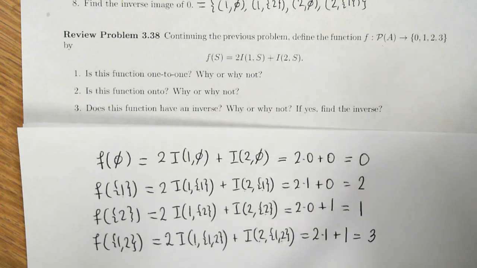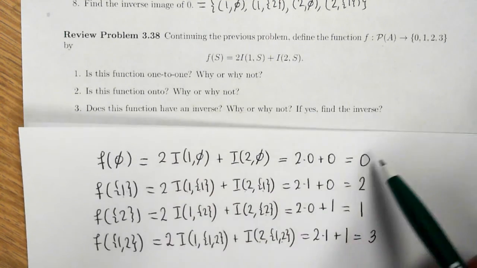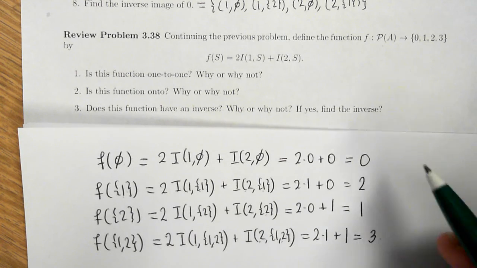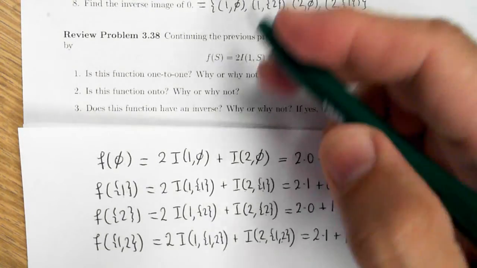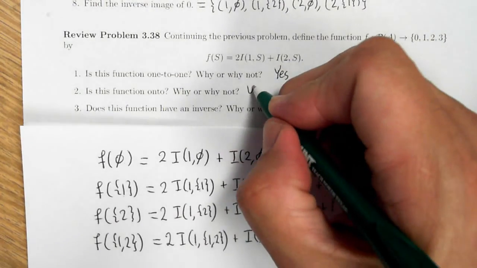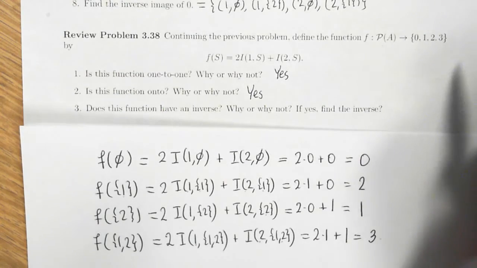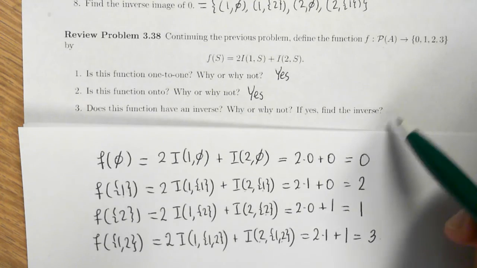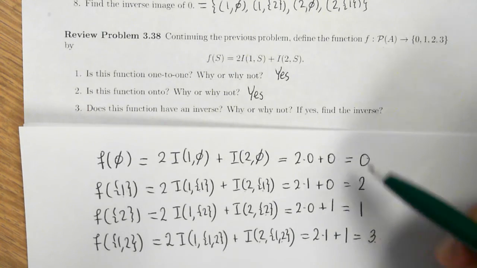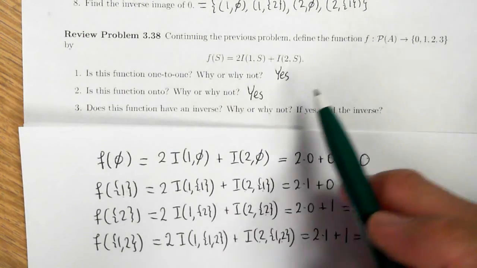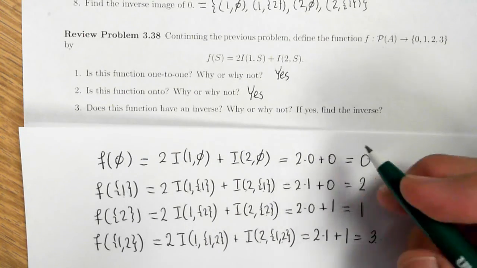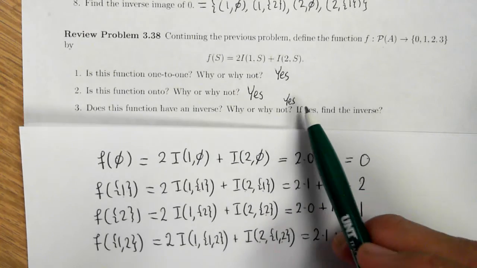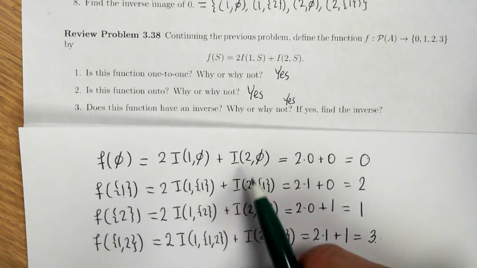Is the function 1 to 1? Yes. Different sets go to different things over here. So nothing gets repeated over here, so the function is 1 to 1. Is it onto? That's also onto, because each of the elements in the codomain here get hit at least once. So it is both 1 to 1 and onto, so therefore it is a 1 to 1 correspondence, and therefore it has an inverse.